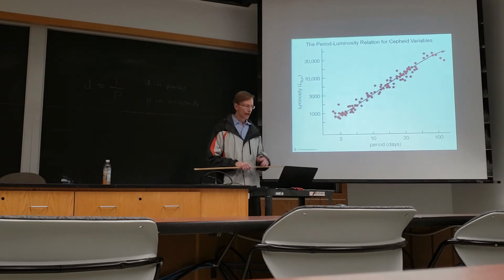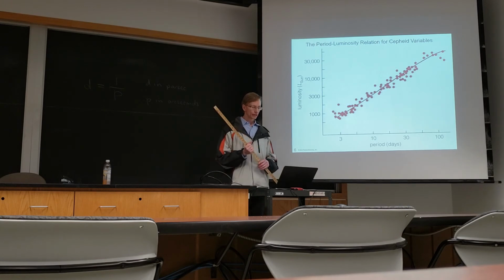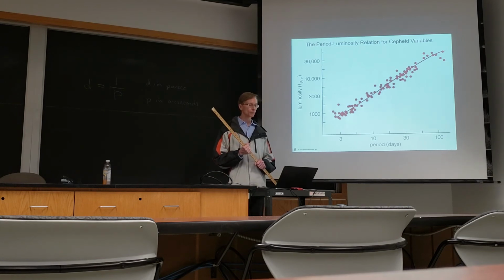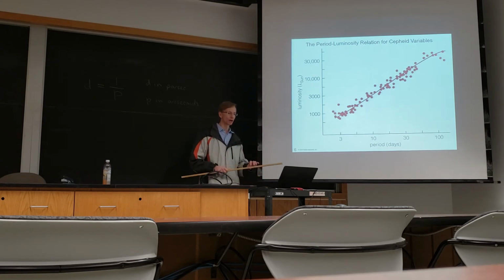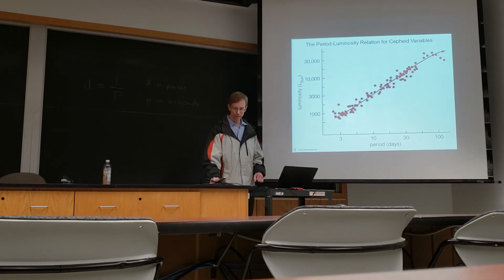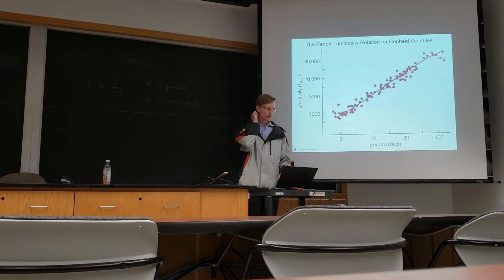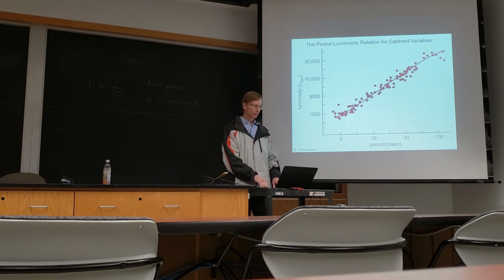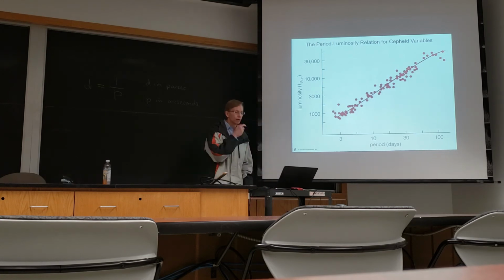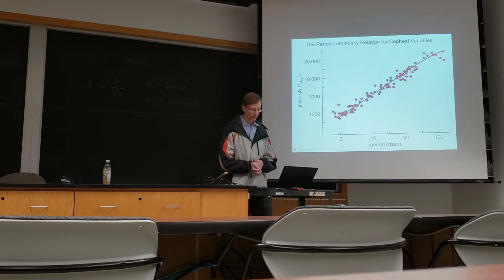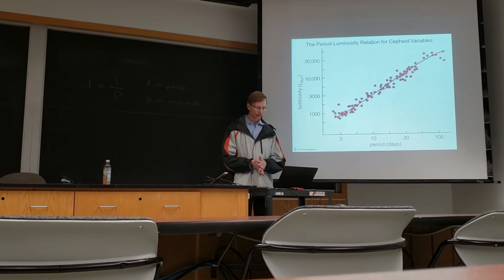And that's the key, is that standard candles are bright astronomical objects where we have some way of knowing how luminous they are independently of measuring their distance, so that we can use the luminosity and their apparent brightness to infer their distance. So Cepheid variables were one important standard candle that we encountered.